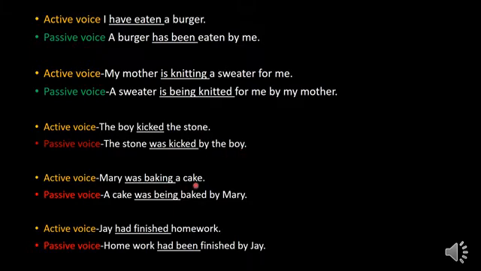Mary was baking a cake. A cake was being baked by Mary. Jai had finished homework. Homework had been finished by Jai. So you can see in the passive voice, you add the preposition by, and you can also see how the verb is changed. Have becomes has been. Is knitting becomes is being knitted.